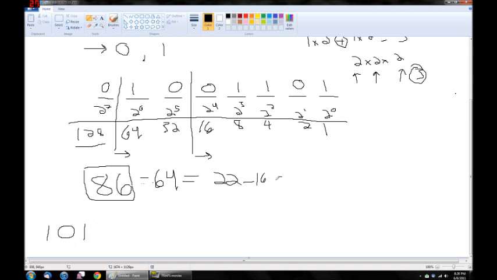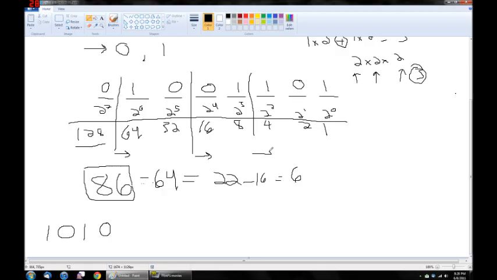And we get 6. So now let's find the largest number on the list that is less than 6. So that's going to go here, because 8 is greater than 6 and 4 is less than 6. So we're not going to use 8, so we put a 0.